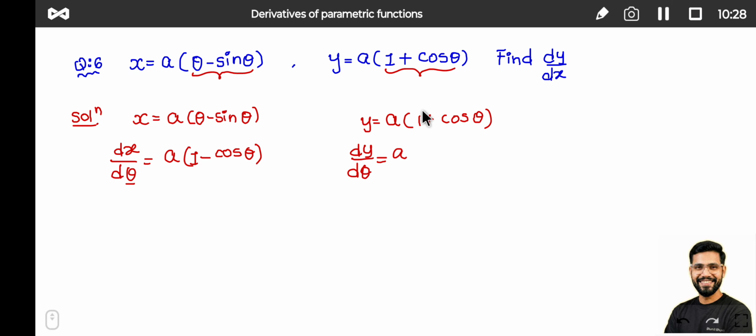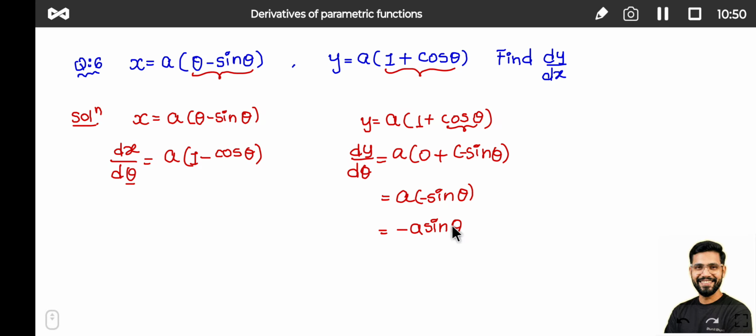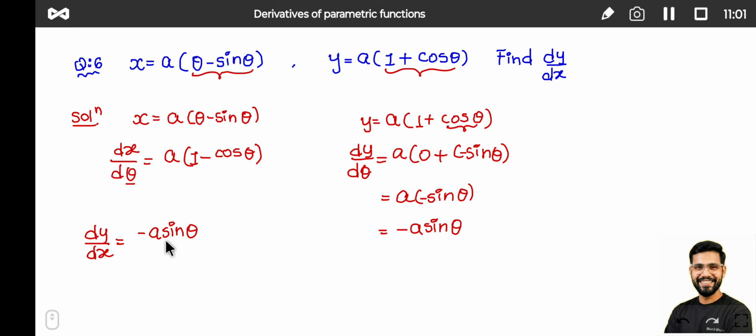A is as it is because it is a multiplication, bracket derivative of 1, which is 0, plus derivative of cos theta, which is minus sin theta. So we can write a(0 plus minus sin theta), that we can write as minus a sin theta. So if we find the answer, dy by dx, derivative of y in the numerator, which is minus a sin theta, upon derivative of x, which is a(1 minus cos theta).